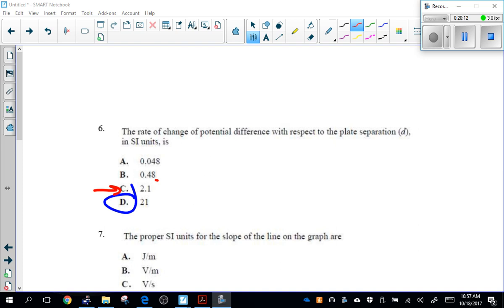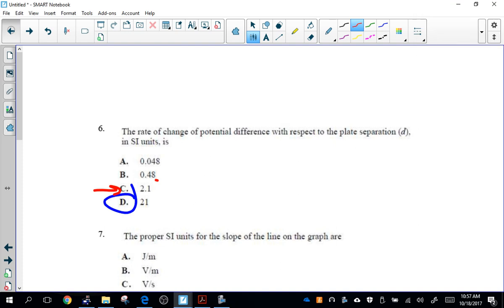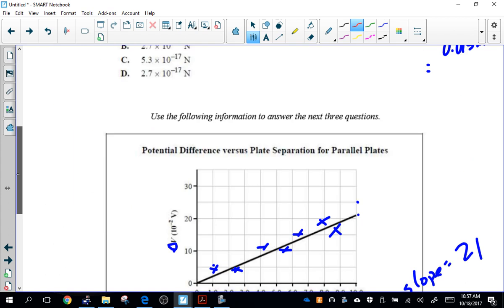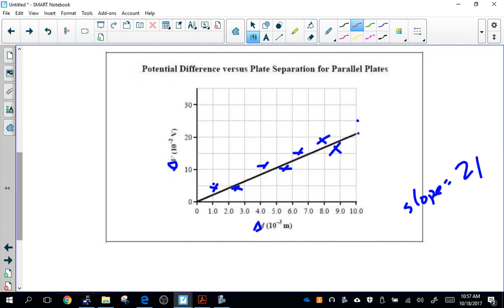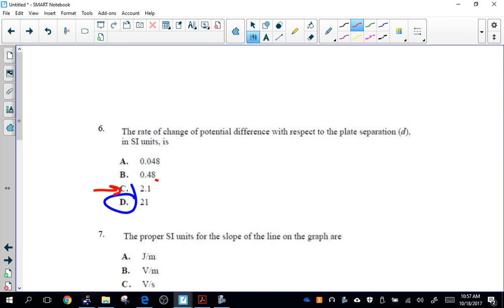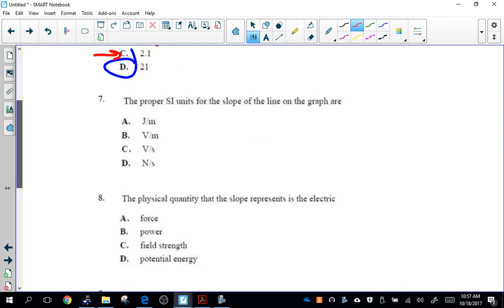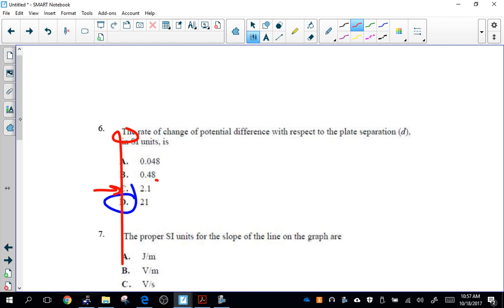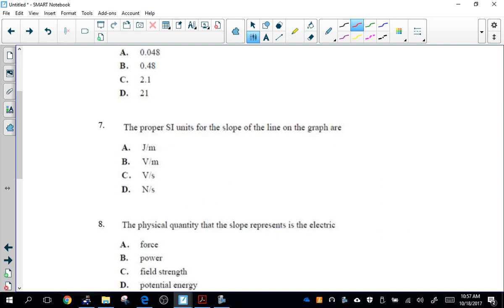What are the metric units for the slope of the line of this graph? Well, let's take a look at it. It's volts per meter, right? Y over X, volts per meter. You take the slope Y over X, the units are Y over X as well.